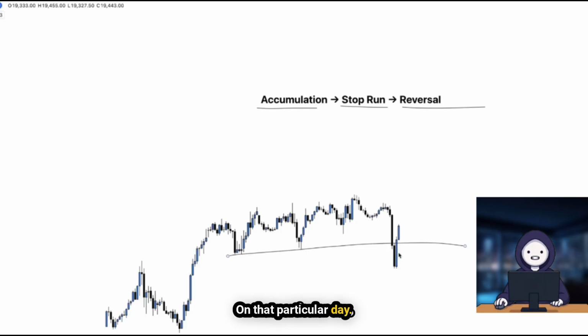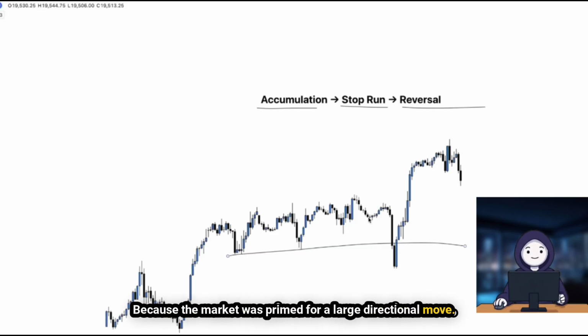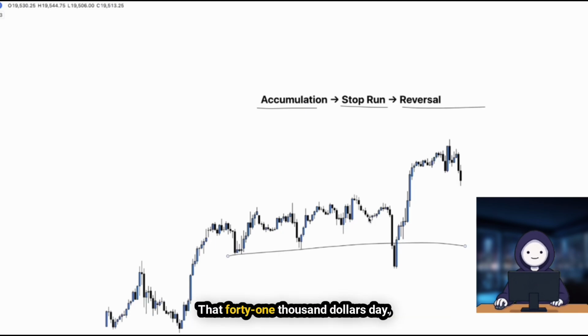On that particular day, I waited patiently for those lows to get swept, and once price gave me a clean re-entry pattern back inside the range, I knew the opportunity was extremely high probability because the market was primed for a large directional move. That's exactly how I used the power of three to capture that $41,000 day.